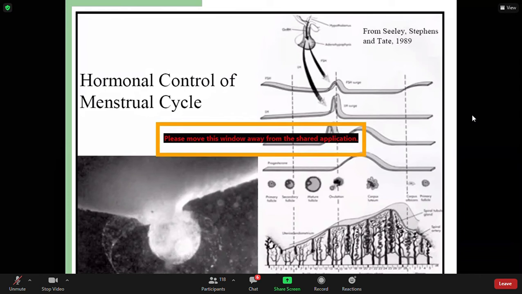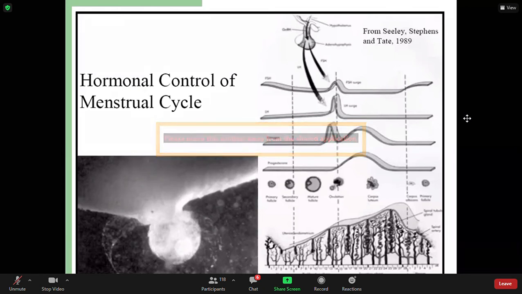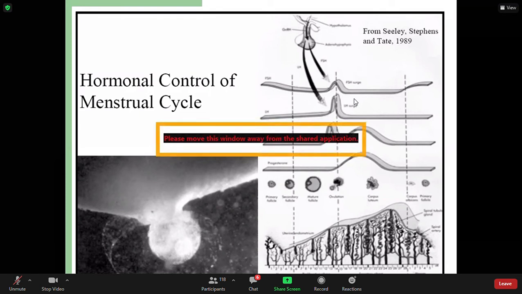What is there in the hypothalamus? The hypothalamus will release the releasing hormones, the so-called gonadotropin releasing hormones, your FSH releasing hormone or LH releasing hormone from the hypothalamus. And this is because of the negative feedback mechanism. Now, it will produce some stimulus towards the pituitary gland.